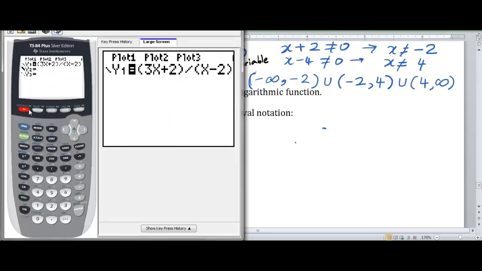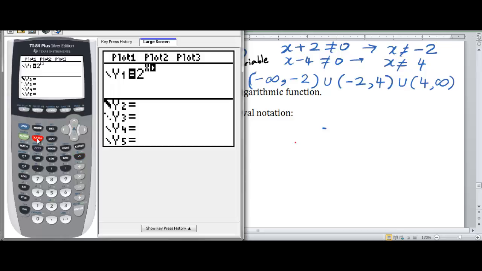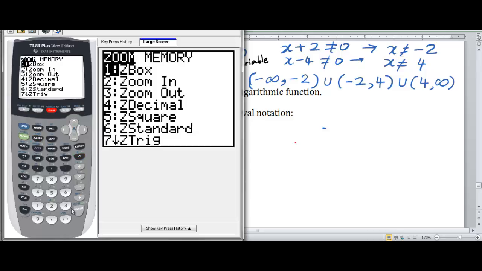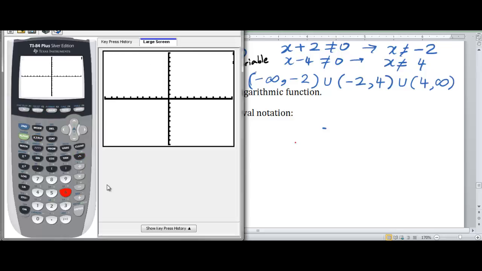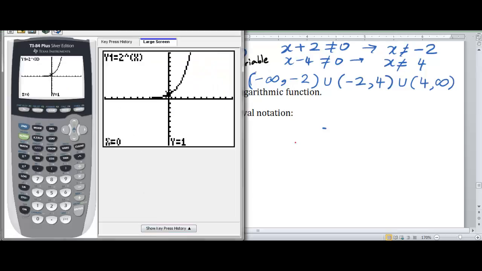Let's get our calculator. How do you plot exponential functions? You have to do 2, caret, x. And then let's go ahead and do zoom 6. And you'll see the function looks like that. That value right there, when x is 0, y is 1. When x is 0, y is 1. So that's going to hold true for these basic exponential functions. So let's look at the domain.